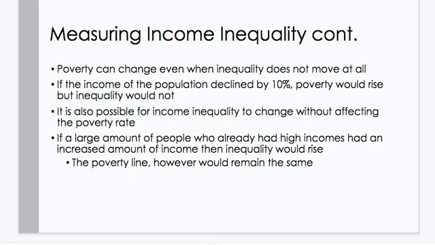Measuring income inequality, continued. Poverty can change even when inequality does not move at all. If the income of the population declined by 10%, poverty would rise, but inequality would not. It is also possible for income inequality to change without affecting the poverty rate. If a large number of people who already had high incomes had an increased amount of income, then inequality would rise. The poverty line, however, would remain the same.